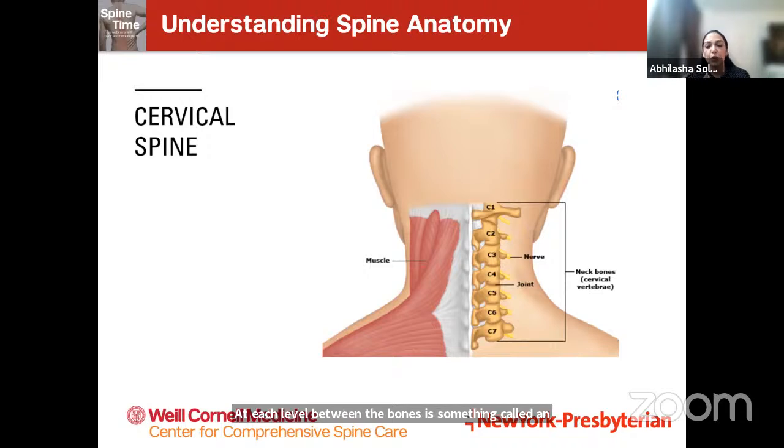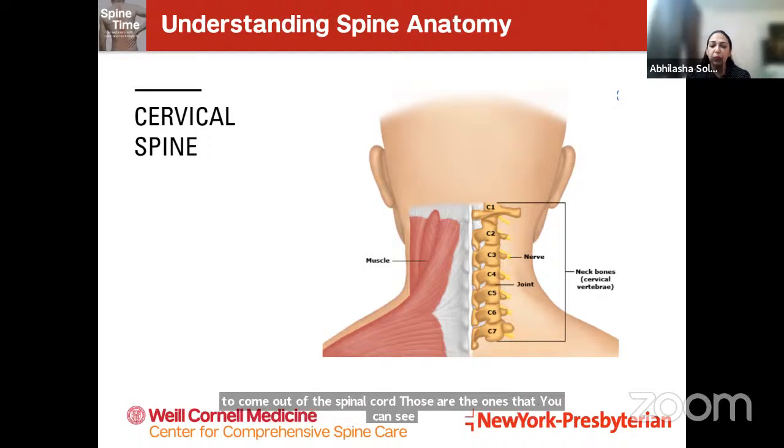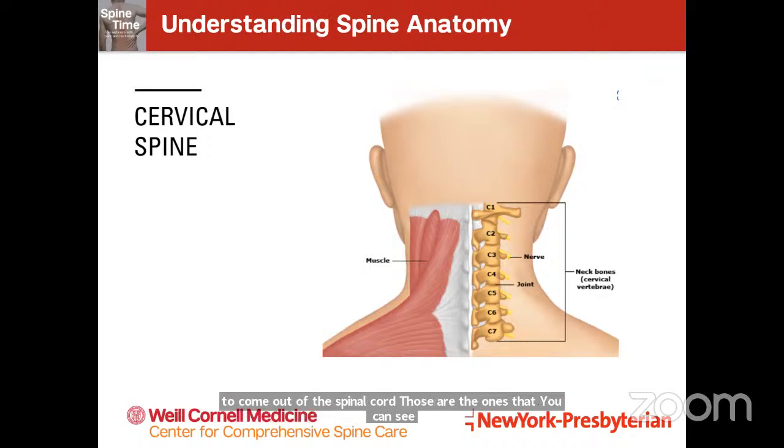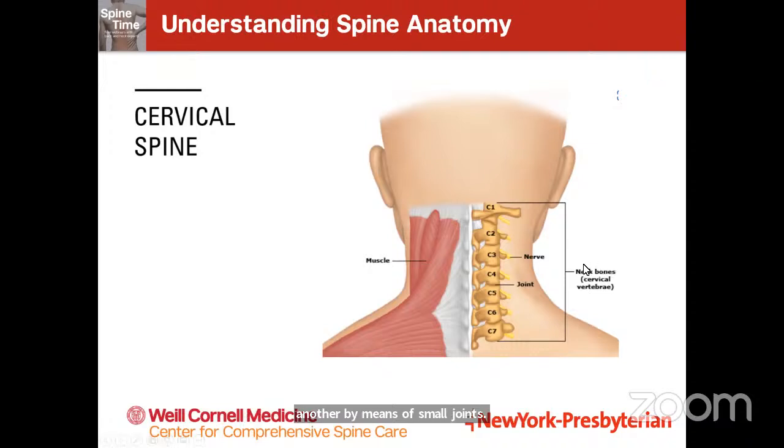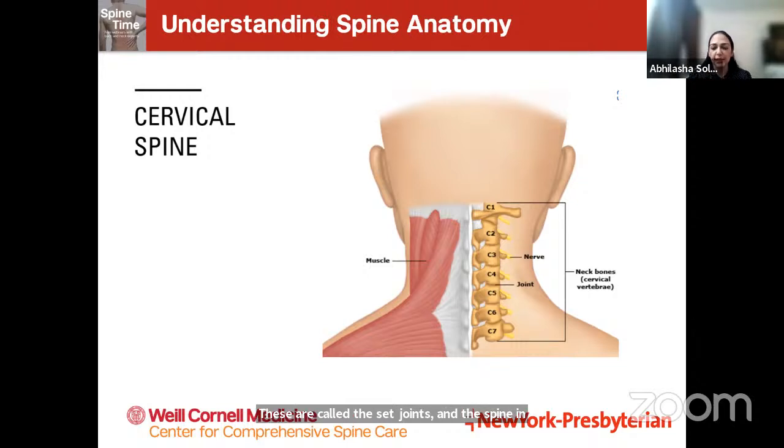And on the side of each one of these bones is a hollow opening that allows nerves to come out of the spinal cord. Those are the ones that you can see in yellow. The vertebral bodies communicate with one another by means of small joints. These are called facet joints. And the spine in general, this bony part, is stabilized by ligaments that are present in the front as well as at the back. And outside of that are the muscles that you can see over here.